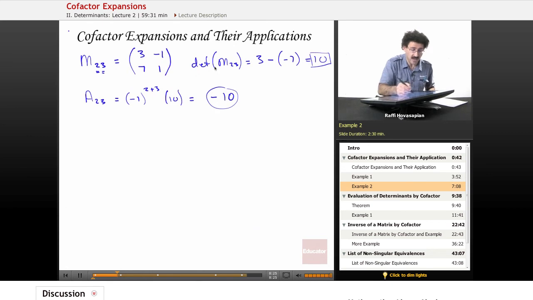So once again, we have our original matrix. We knock out the second row and third column because we're interested in M23. And we have a matrix. We take the determinant of that matrix, and from that, we derive something called the cofactor. So it's the cofactor that's actually going to be the real important thing that we continue to deal with.